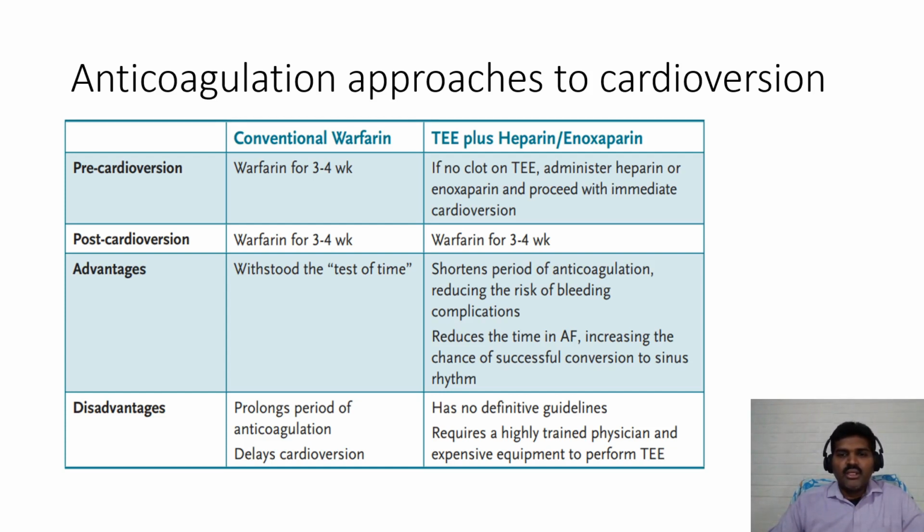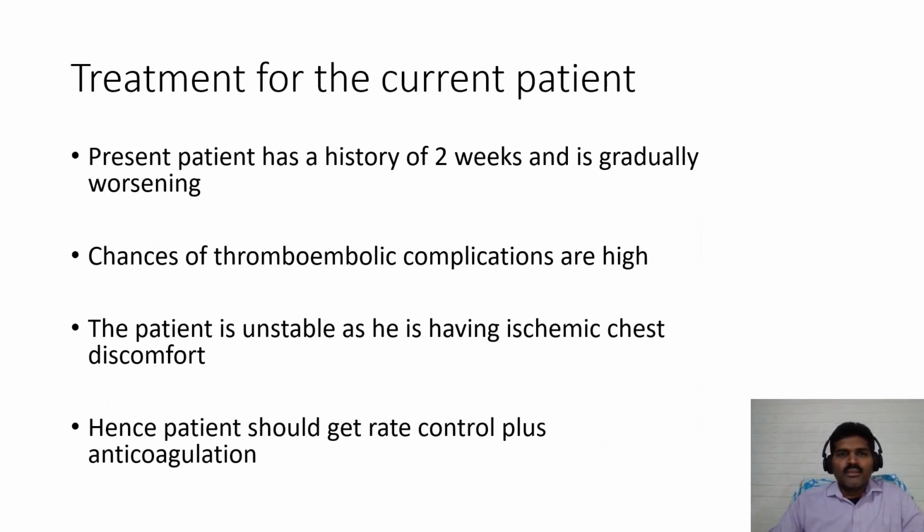So that is an approach to the AF. Coming back to the current patient in the scenario, the patient has a history of 2 weeks. It's definitely more than 48 hours and he is gradually worsening. Chance of thromboembolic complications are high because the patient is a known case of hypertension and diabetes. The patient is unstable and he is having ischemic chest discomfort. Hence, the patient should get rate control along with anticoagulation.